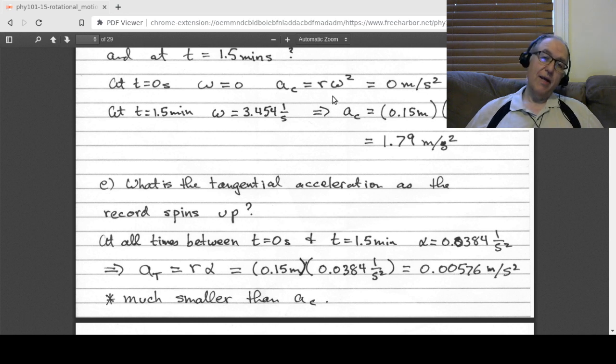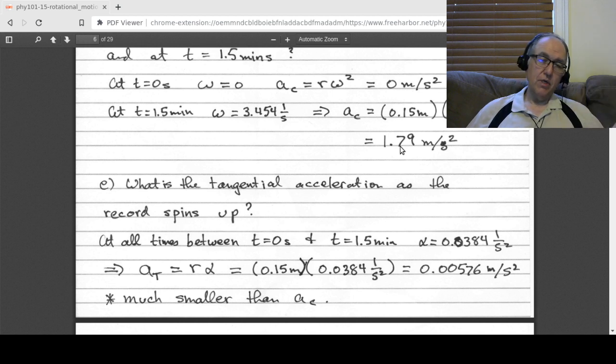Well, I should be careful. The centripetal acceleration changes over time. It starts at 0 and it grows, but it will grow to a number typically much, much larger than the tangential acceleration. At 1.78 meters per second squared, that's like 1.8.